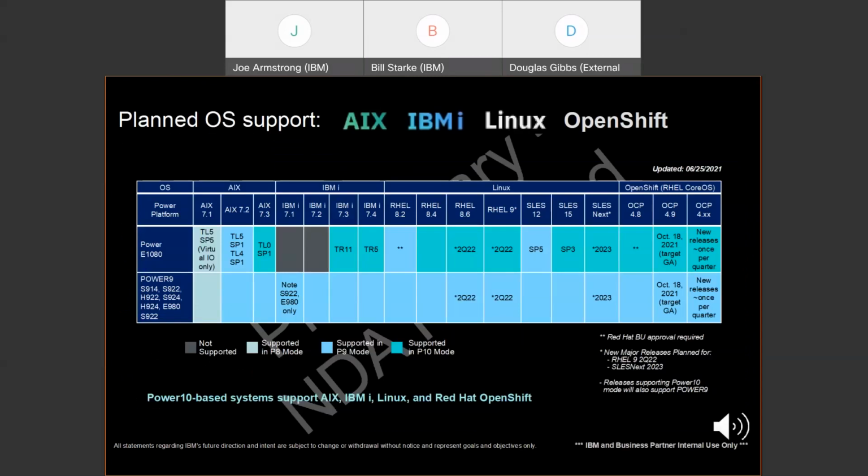So a little bit about operating systems. I had in that one chart all the operating systems, but this has a little bit more detail, so let's crawl through this chart a little bit here. AIX 7.1 is supported, TL5, SP5, but only with virtual I/O. So all the I/O has to be virtualized if you're running AIX 7.1. AIX 7.2 is supported, but only in P9 mode.